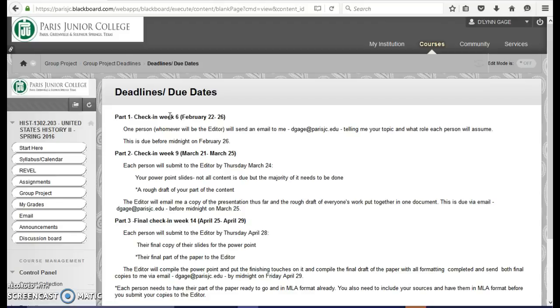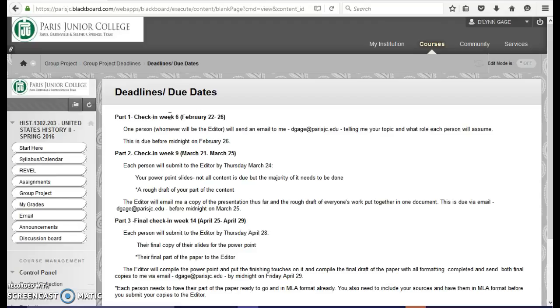Week 6, that's February 22nd through the 26th, one person, whomever you designate in those groups of 3 or group 4, your editor, will send an email to me telling me your topic, just reminding me, hey, this is group 1, this is our topic. Each person in this group is going to assume this role. That is due before midnight on February 26th.